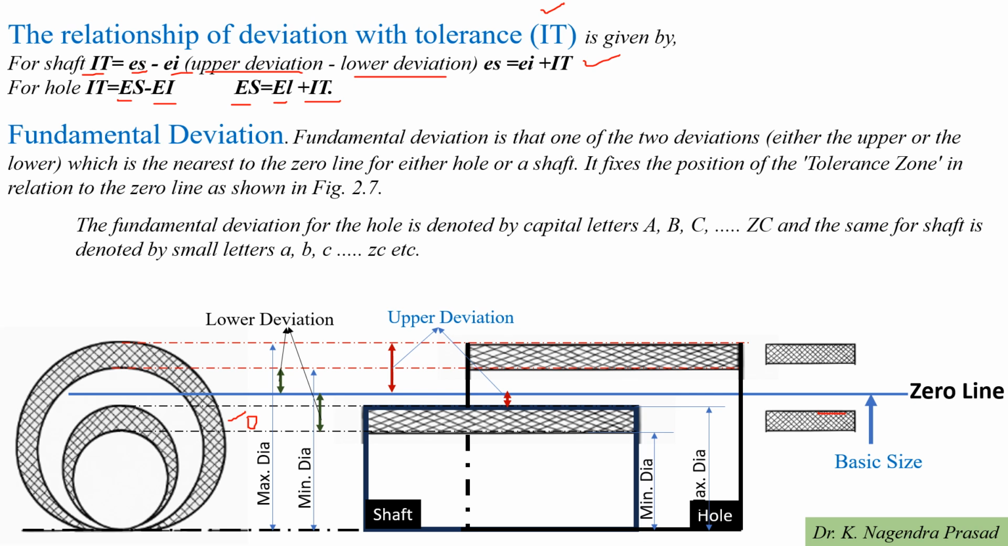Next, the fundamental deviation for the hole is denoted by the capital letters A, B, C up to ZC. And similarly, the fundamental deviation for the shaft is denoted by the small letters a, b, c up to zc.